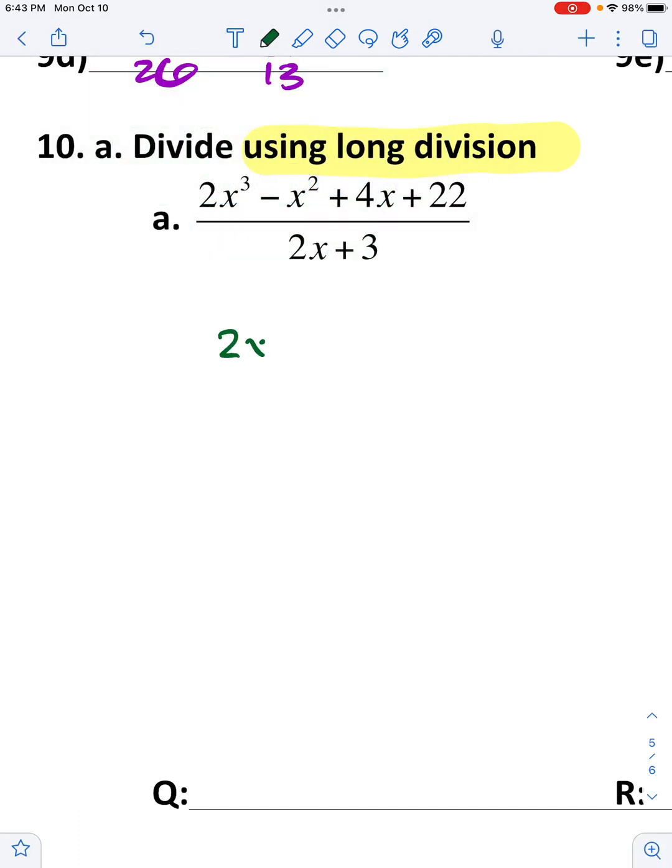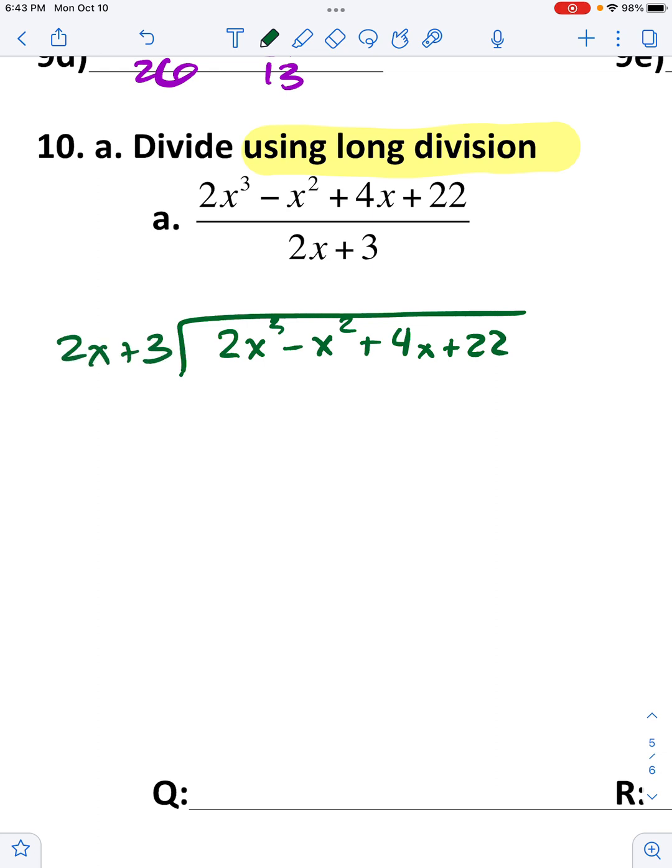I have 2x cubed minus x squared plus 4x plus 22. Okay, so I don't have any spaces to save. And then I have a 2x plus 3, so I don't have any missing powers of x. So I ask myself, what do I have to multiply 2x by to get 2x cubed? And the answer is x squared. So I toss down an x squared, and I like to keep it lined up above the other x squared. And then I'm going to multiply this top x squared by this whole thing. So I'm going to have to do a little distributing. So x squared times 2x and x squared times 3.